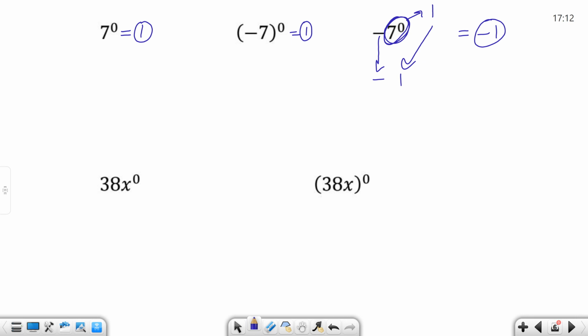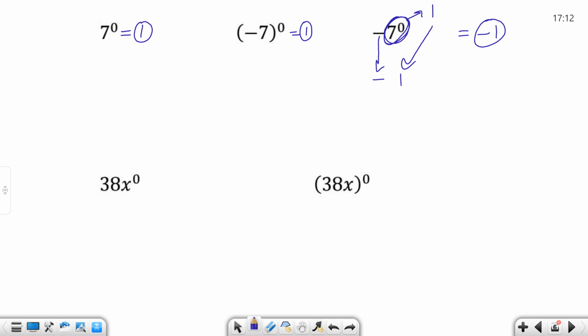All right? This one equals -1 because you must do the 7 to the 0 power first and then apply the negative after the fact. All right? Because it is multiplied and the 0 is an exponent. So then that leads us to 38x to the 0 power.